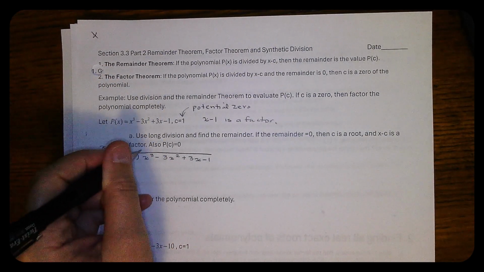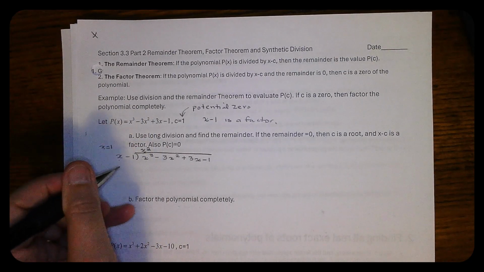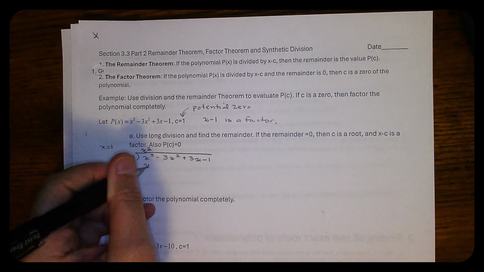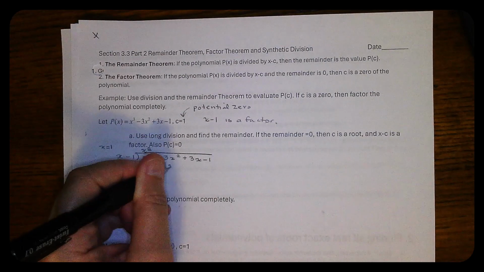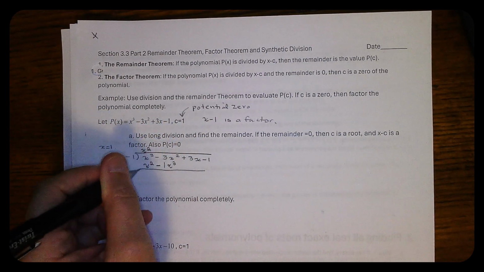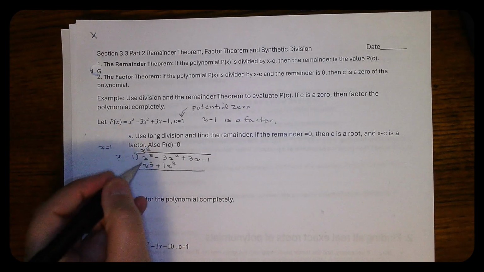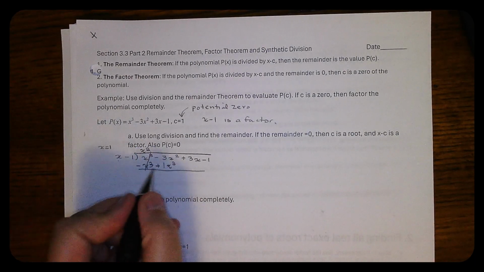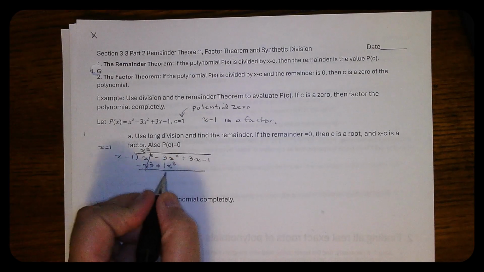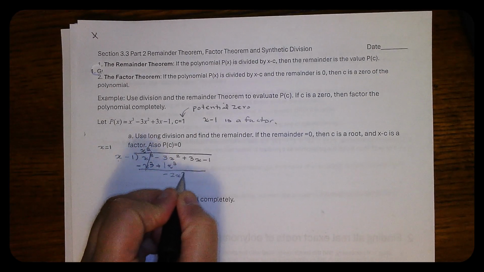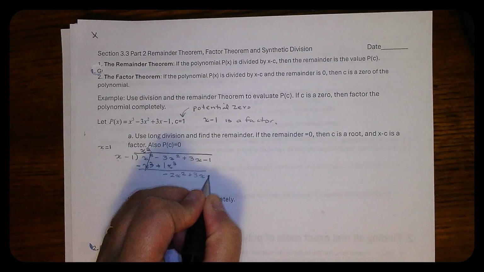So x cubed divided by x is x squared. Then distribute that x squared. You get x cubed minus 1x squared. Draw your line, change the signs. And you get x cubed minus x cubed is 0, and negative 3x squared plus 1x squared is negative 2x squared. And you bring the rest down.